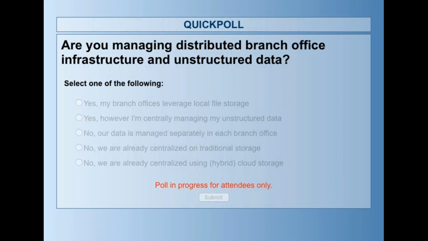I'm going to close the poll in 10 to 15 seconds, and then we're going to continue. I'm going to talk a little bit more about your typical data center considerations as you're looking to move your storage workloads into a single location.